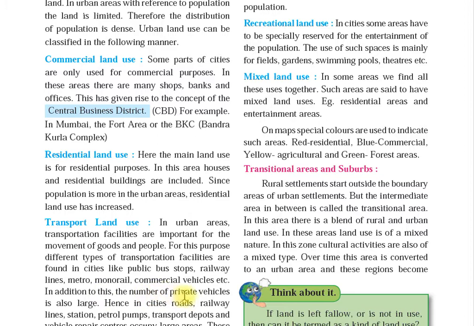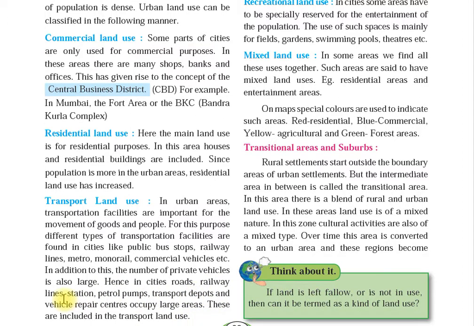All these are private vehicles. Hence, in cities, roads, railways, railway line, station, petrol pump, transport depot. Depot means where all your buses are kept, stand in one particular place. It's called a depot. And vehicle repair centers.